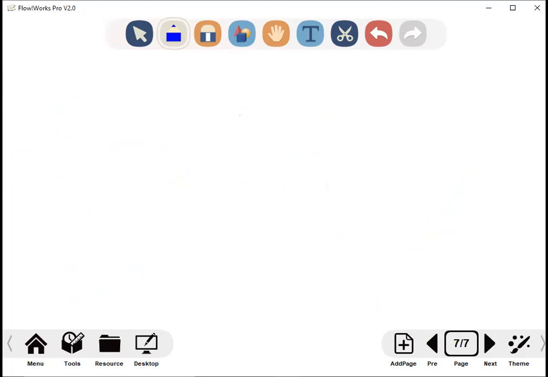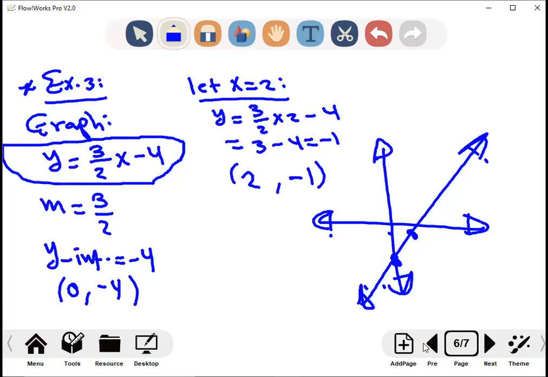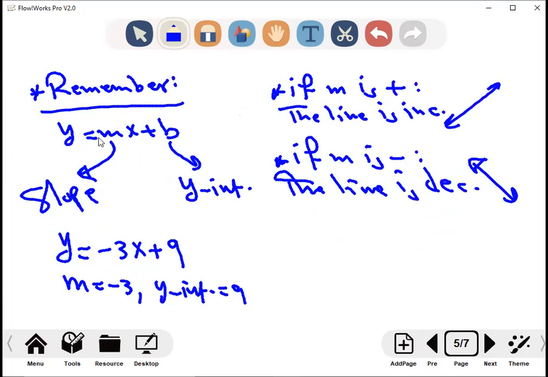Now we are done with the linear function. Before I finished with it, I said that if you have this equation, then you can know the slope and the y-intercept. I want to make an example here about how to find the slope and the y-intercept.